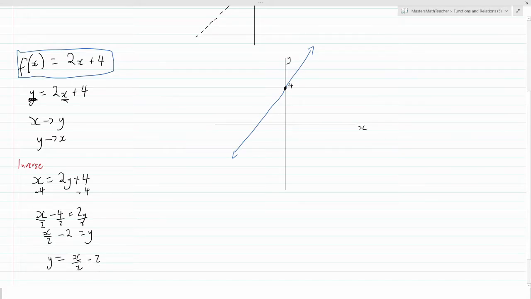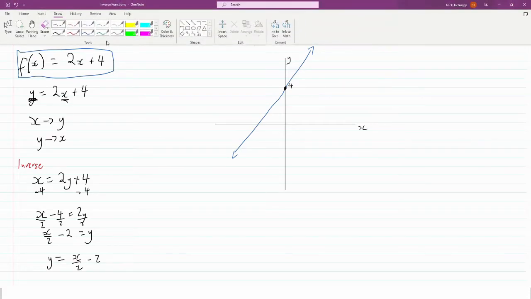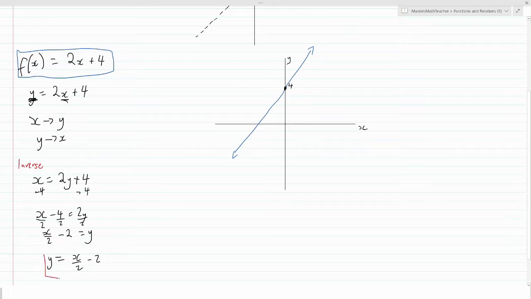Now this looks better. So in my red, I'm going to be able to sketch my inverse function. My intercept is at -2. And it's got a shallower gradient, a much shallower gradient. It's a half. So it's going to look like this.